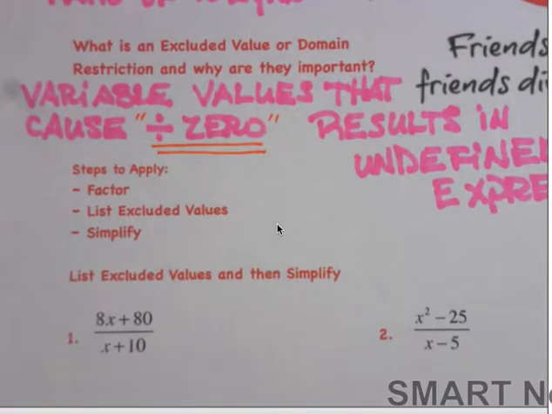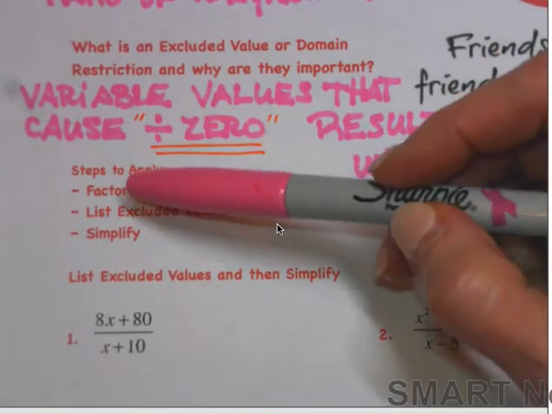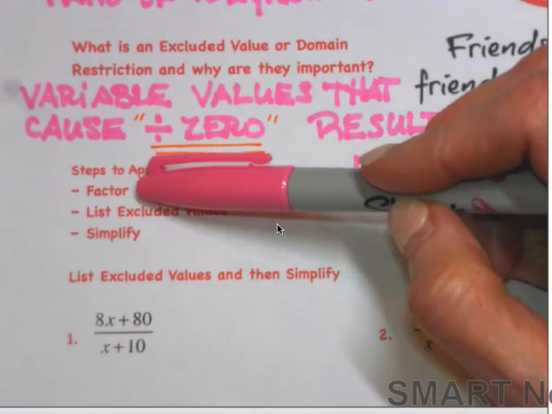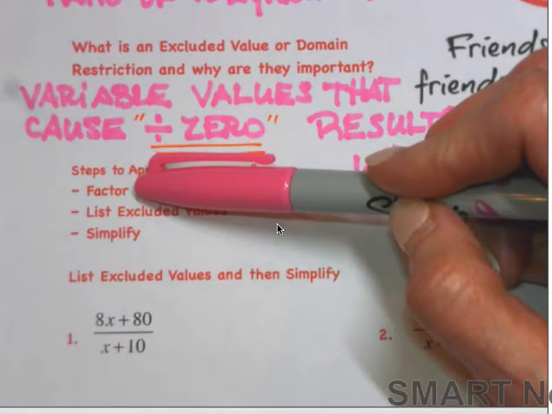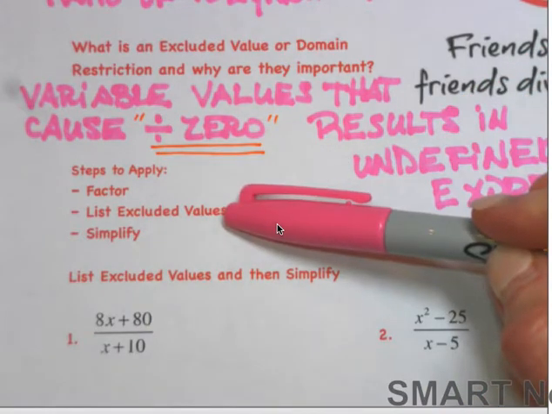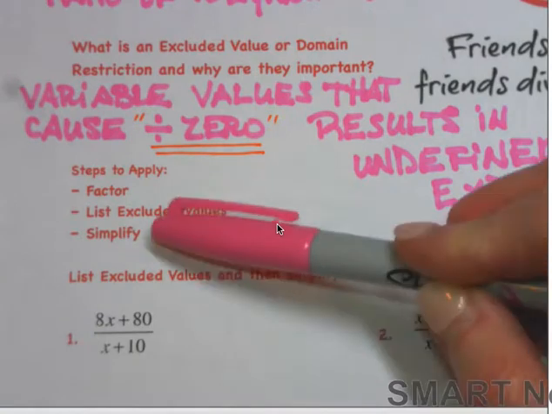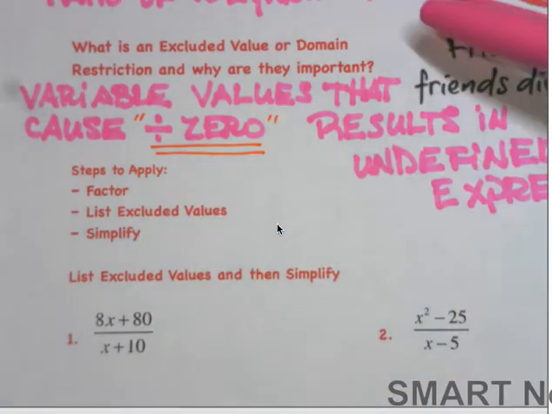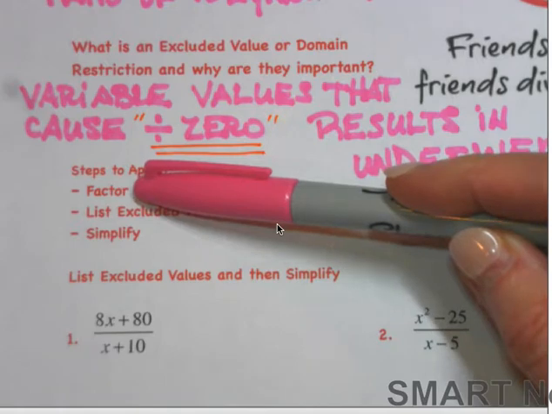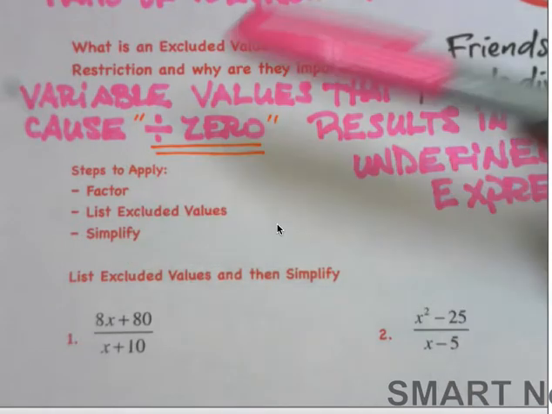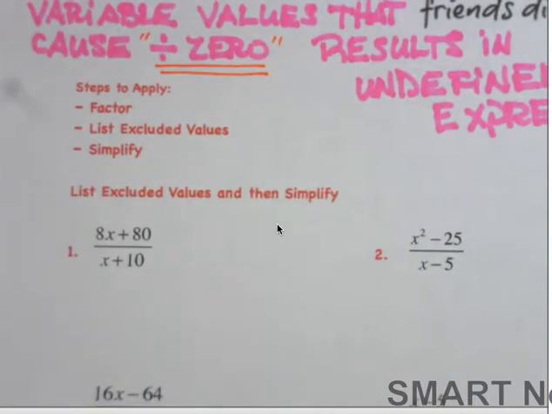To get started, you're going to look at the fraction, the ratio, and factor the numerator and the denominator. Then you're going to list excluded values, and I'm going to show you how to do that, and then you're going to simplify. You're going to do it in this order: factor, excluded values, and simplify. So let's get started on the very first example.